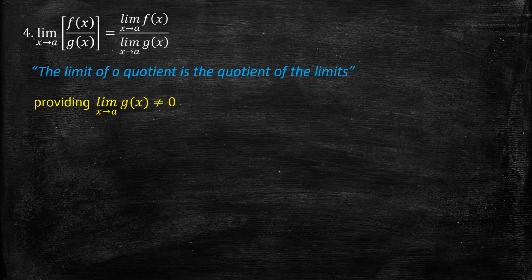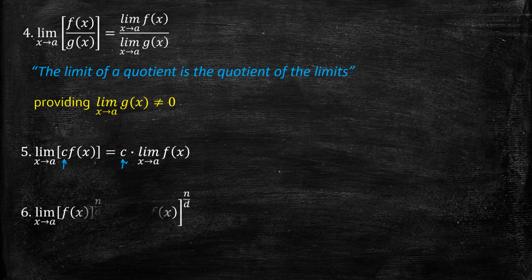So a couple more laws. This one here is a bit long-winded to put into words, but you can get the gist of it: the limit of a constant c times a function is just equal to the constant times the limit of that function. In effect, it allows you to extract c, a constant, out from in front of the function. And then this last one, the limit of a function raised to the power n over d, would just equal the limit of the function, take the limit first, and then raise it to the power of n over d.